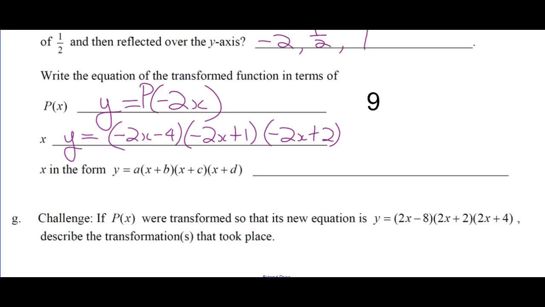The original function was p of x is x plus 4 times x minus 4 times x plus 1 times x plus 2. And p of -2x says, wherever you see an x, write -2x. Write it in the form. So now we say, okay, I got all these -2's in here, right? I want it to be x plus b, so I need to factor a -2 out of each set of brackets. Okay, so factoring a -2 out of each set of brackets will give us, where can I write this?